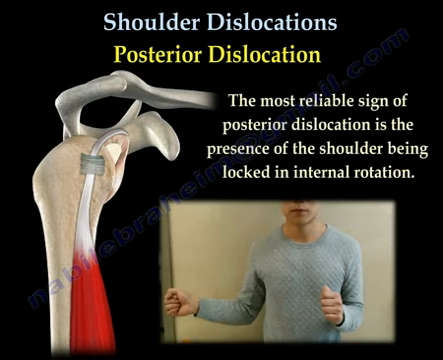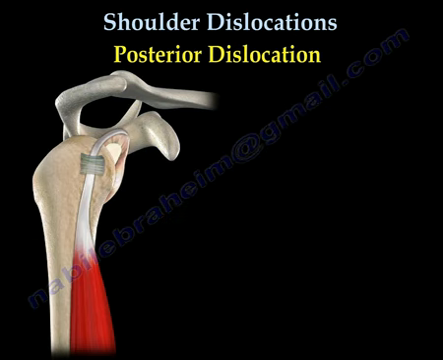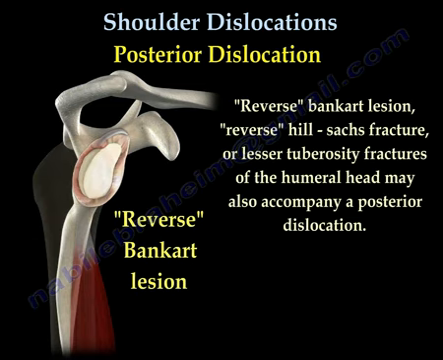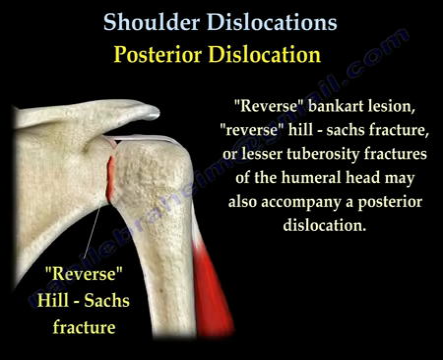The most reliable sign of posterior dislocation of the shoulder is the presence of the shoulder being locked in internal rotation. You can also see reverse Bankart lesion or reverse Hill-Sachs fracture or lesser tuberosity fracture with posterior dislocation of the shoulder.